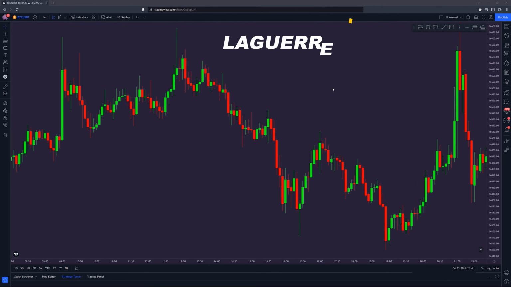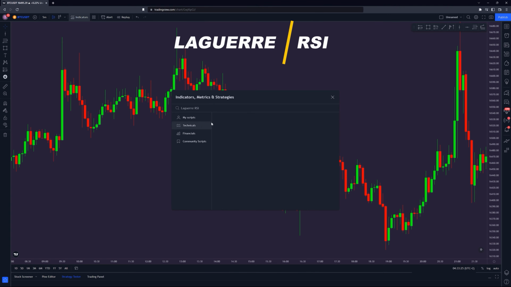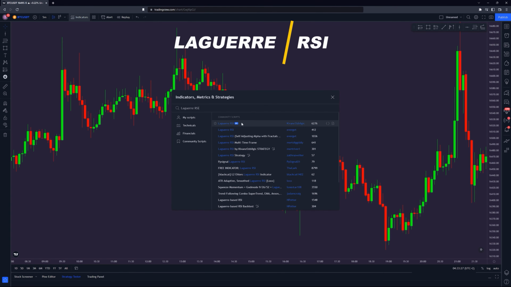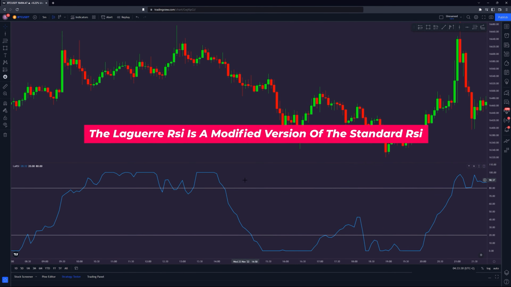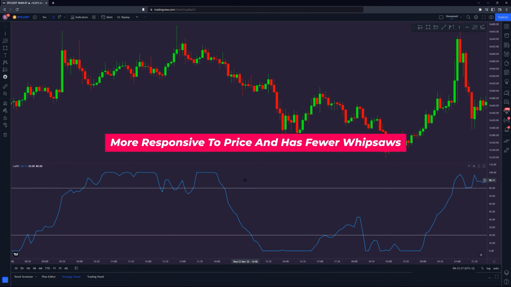Lager RSI or LARSI is the bonus indicator. Search Lager RSI in the indicator menu and add this indicator. The Lager RSI is a modified version of the standard RSI with reduced noise and lag. The indicator is more responsive to price and has fewer whipsaws.